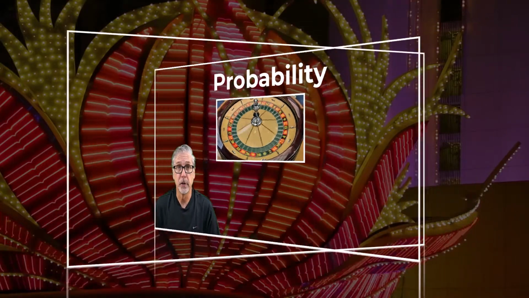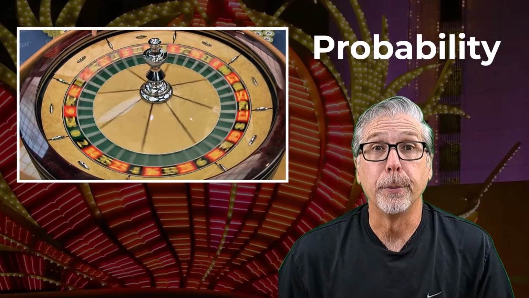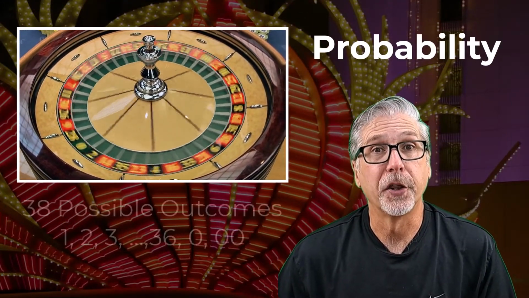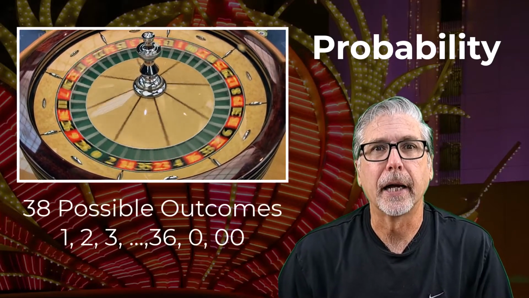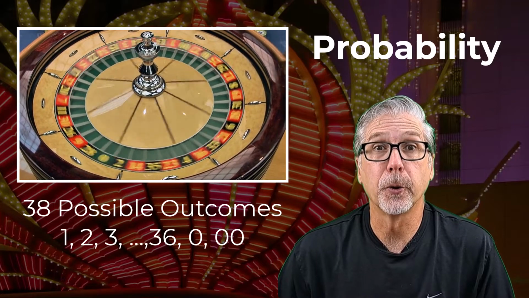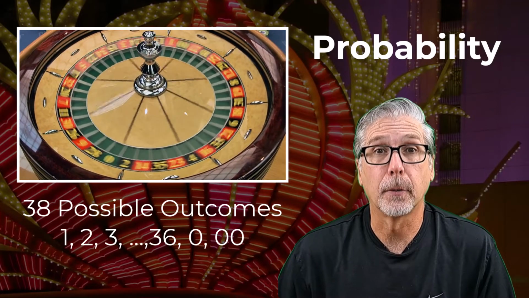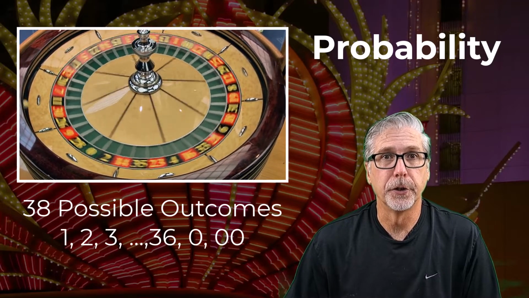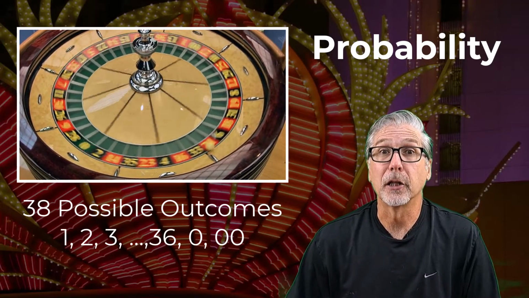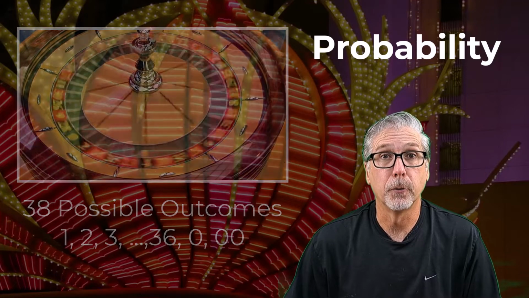When I'm playing roulette, I'm going to be playing on an American-style roulette wheel. And what that means is there are numbers 1 through 36 that are either red or black, and then there's two additional numbers, and they're green. There's a 0 and a 00. Some other roulette wheels have other options for the 0 and the 00, but we're going to be talking about the 38 outcomes on the American roulette wheel.